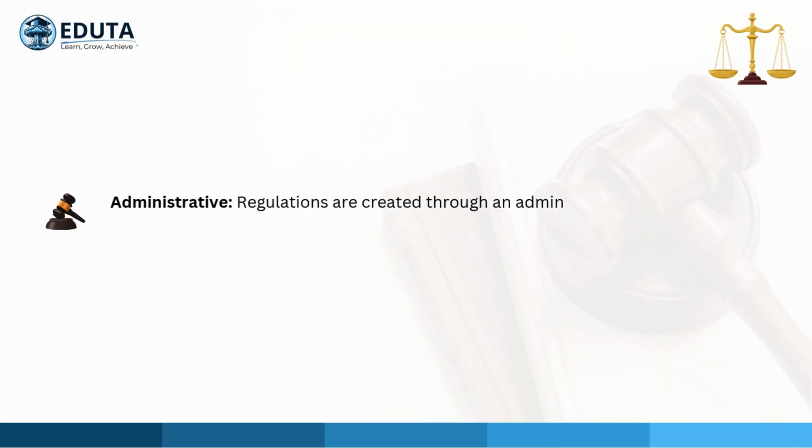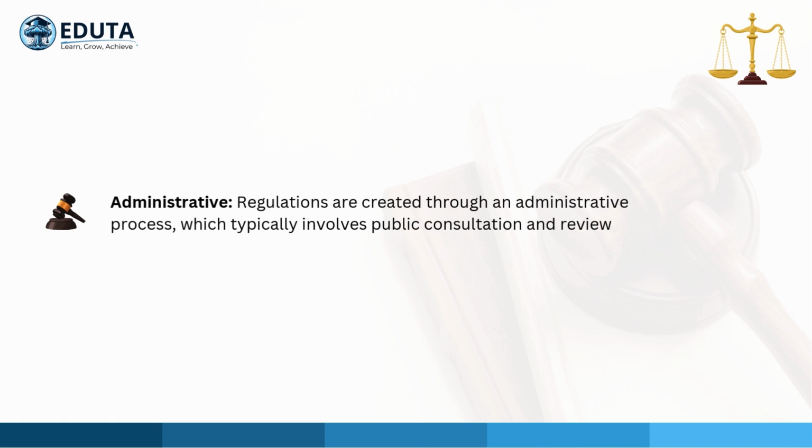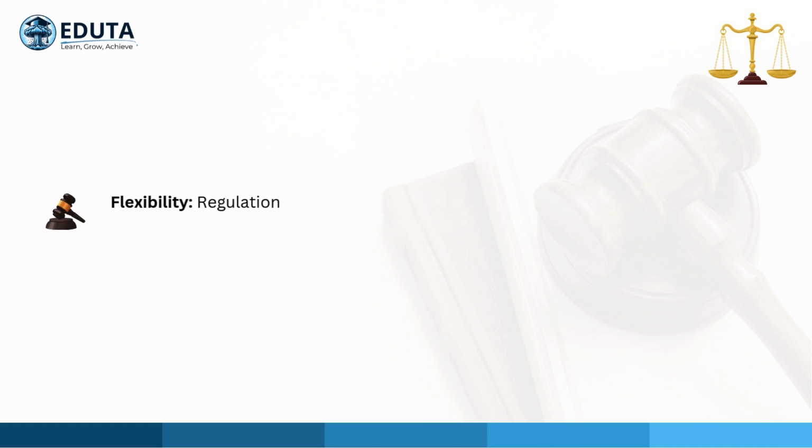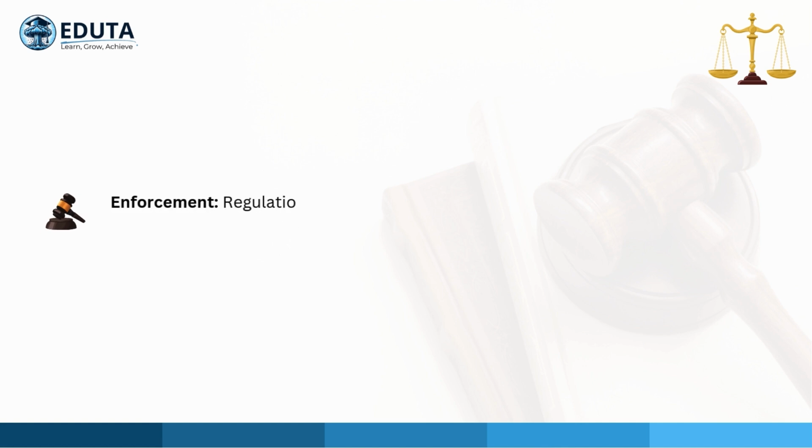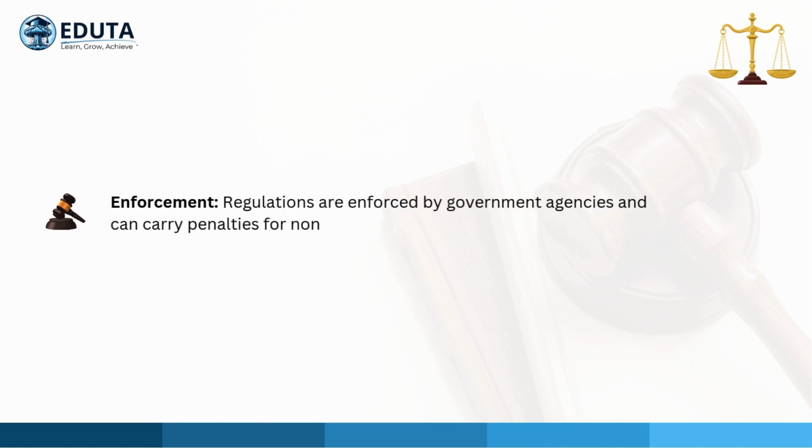Key features of regulations. Administrative. Regulations are created through an administrative process, which typically involves public consultation and review. Flexibility. Regulations can be more easily updated and amended than statutes, allowing for greater adaptability to changing circumstances. Enforcement. Regulations are enforced by government agencies and can carry penalties for non-compliance.